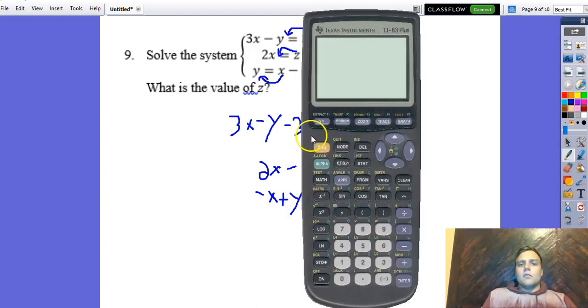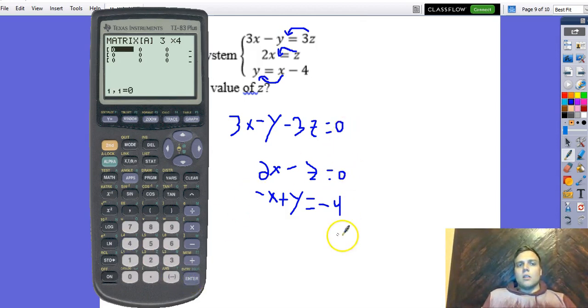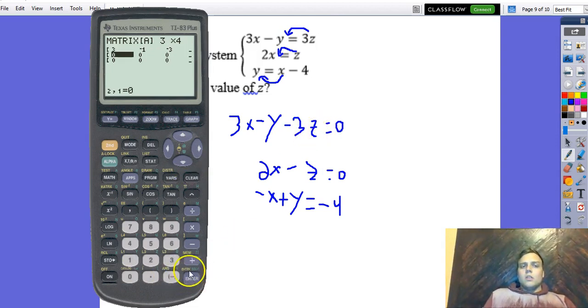I grab my calculator. I'm going to use my calculator's matrix ability. Okay, so I'm going to hit second matrix. I'm going to go over to edit. This is going to be a 3 by 4 because there's 3 variables, but there's 4 columns because you have an answer column. And then I put the coefficients. The coefficient right here is a 3. The coefficient in front of this negative y is a negative 1. The coefficient in front of the z is a negative 3. And then the very last number is 0. So I plug that in.